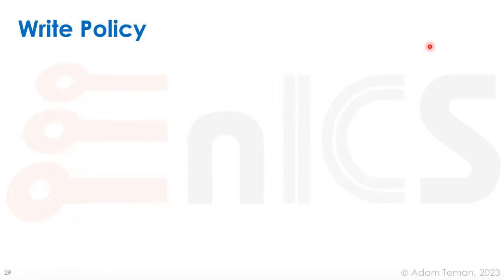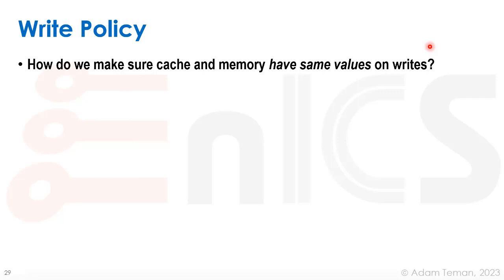Another thing to discuss is write policy. So how do we make sure that the cache and memory have the same values after we've written to them? Remember, we have two copies of the same data. One's in the memory and one's in the cache. And now we're going to be writing a value. How do we make sure that the copies are kept up to date?